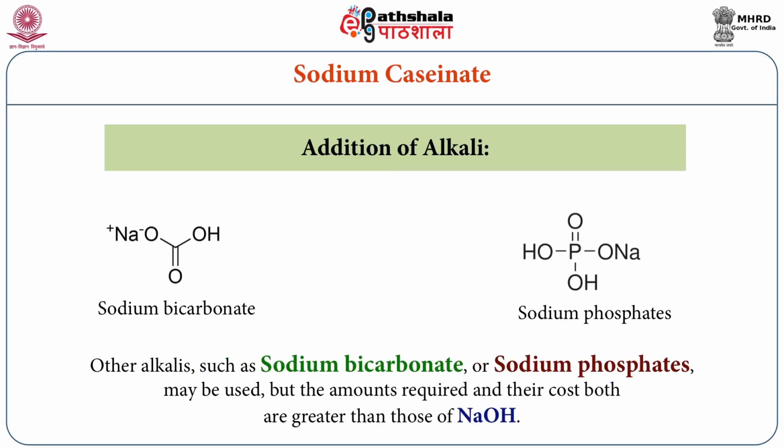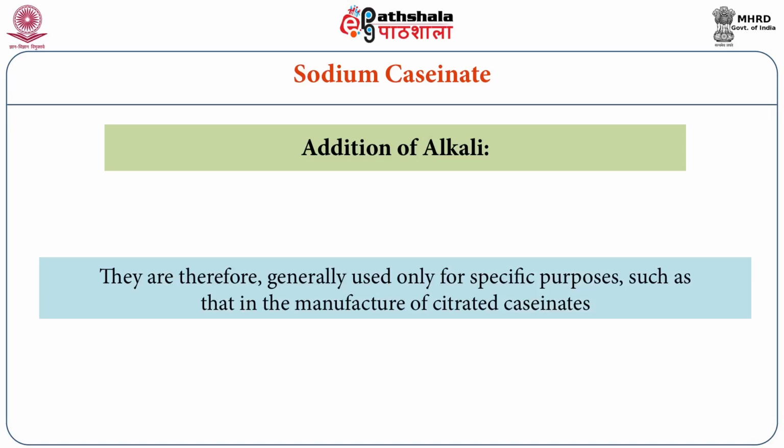Other alkalis such as sodium bicarbonate or sodium phosphate may be used for manufacture of sodium caseinate, but the amounts required and their cost are both greater than that of sodium hydroxide. So, sodium hydroxide is the preferred alkali for conversion of acid casein into sodium caseinate. They are therefore generally used only for specific purposes such as in the manufacture of citrated caseinates.